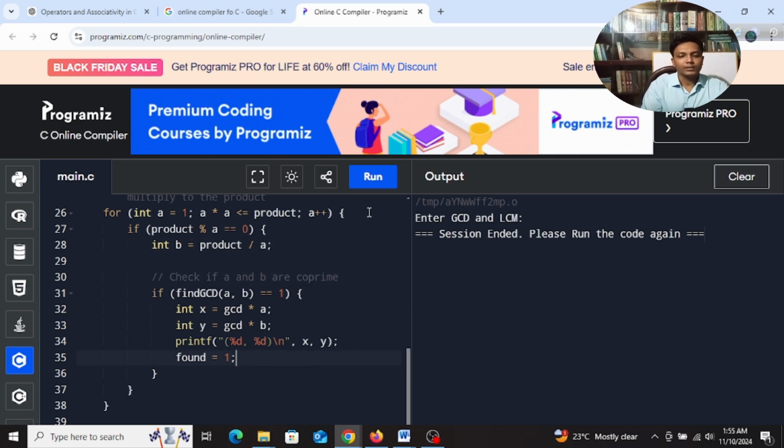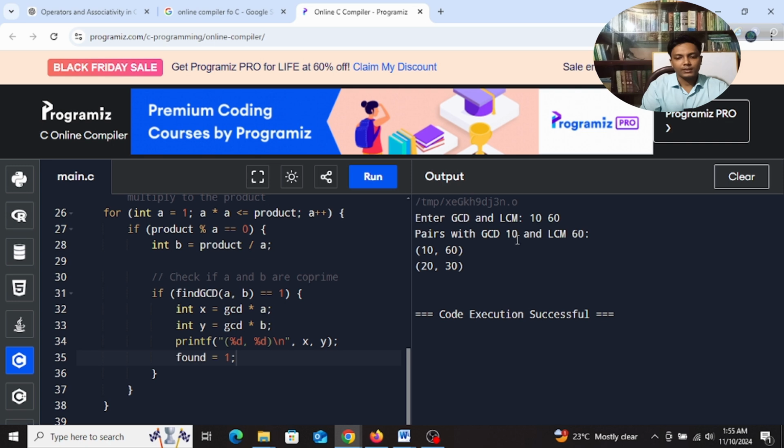Okay, so this is how it works, guys. If you give here, like, 10 for GCD and maybe 60 for LCM, you see 10 and 60 is one pair, and 20 and 30 is another pair, right?